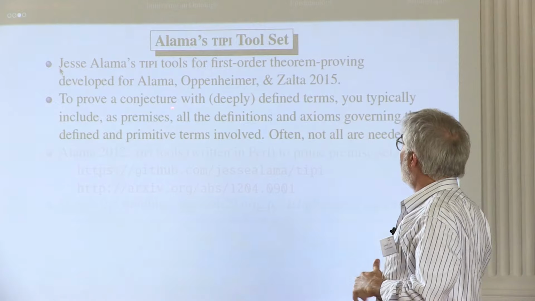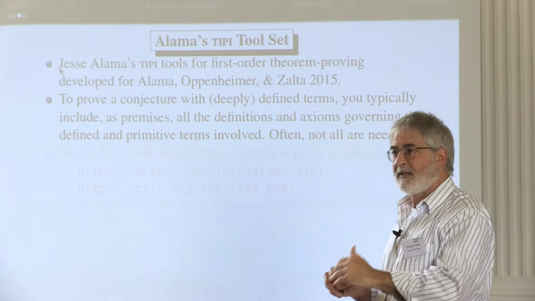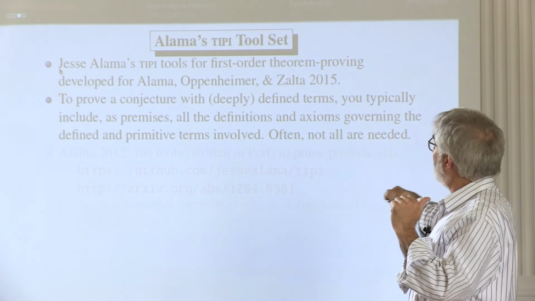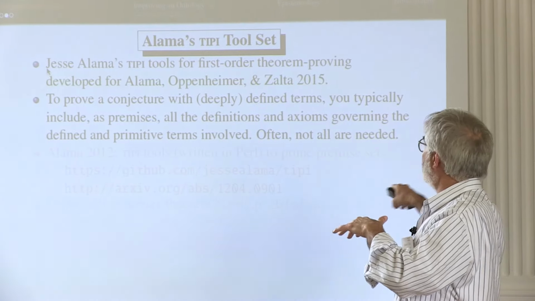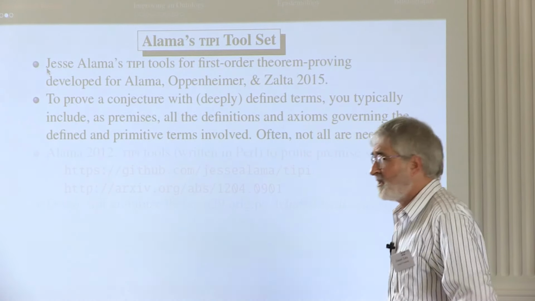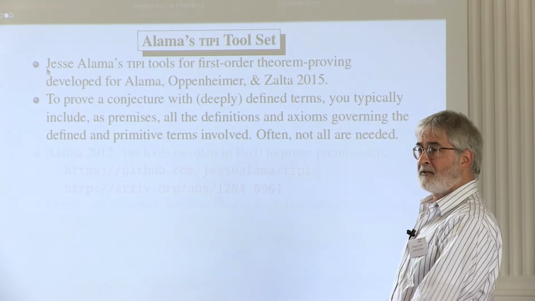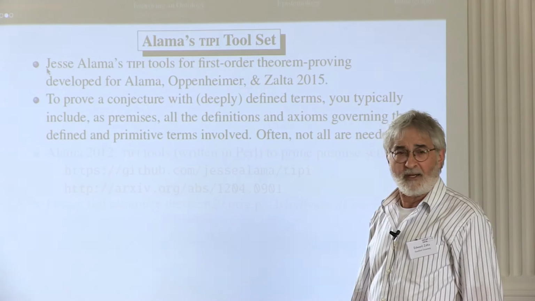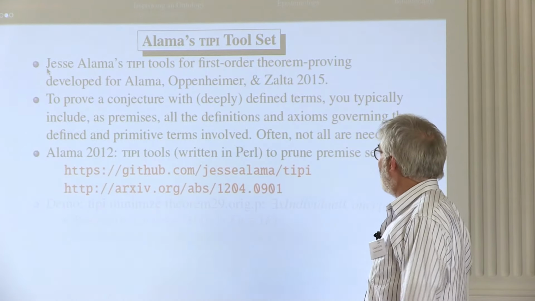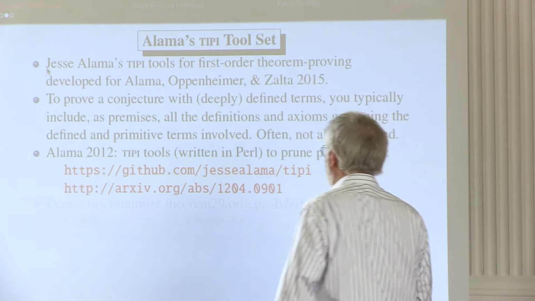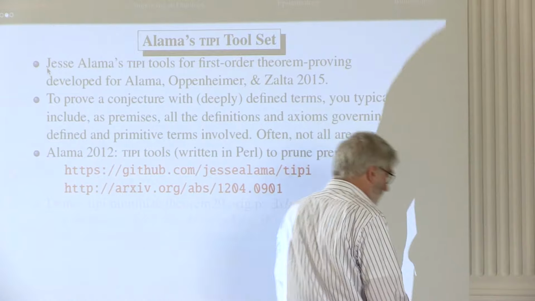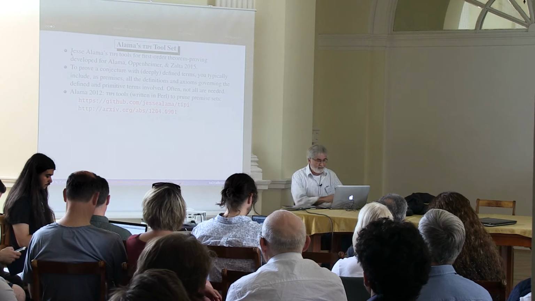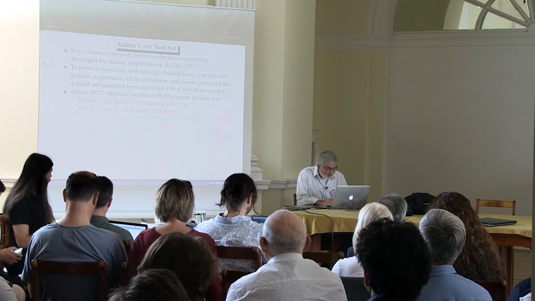When you prove a conjecture that has deeply defined terms, terms defined in other terms that are defined in other terms, what you typically do is include as premises all the definitions and axioms governing all the primitive and defined terms. You just throw them all in at once, then you add the conclusion, and see if the machine can prove the conclusion from the premises. But often, in fact most of the time, not all of them are needed. So what Jesse did in 2012 in his TPTP tools was to build a command line program, which will go ahead and minimize these things.